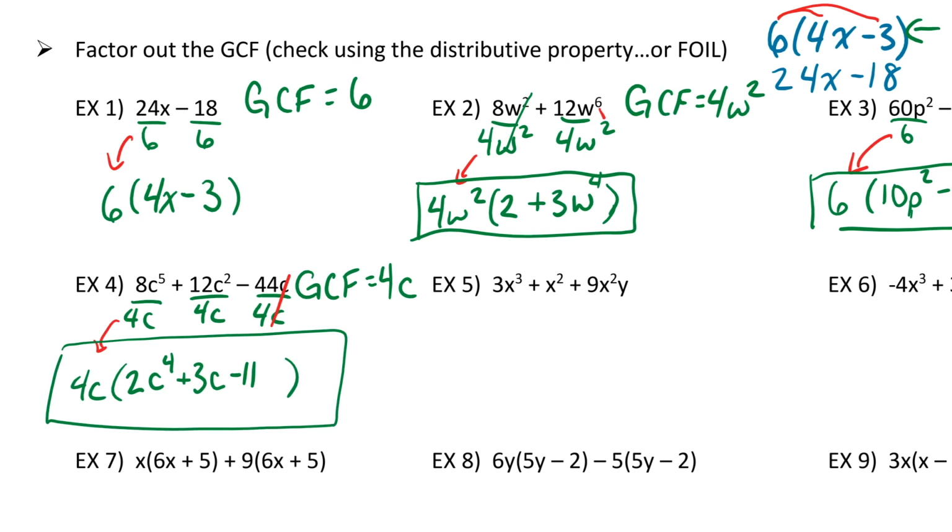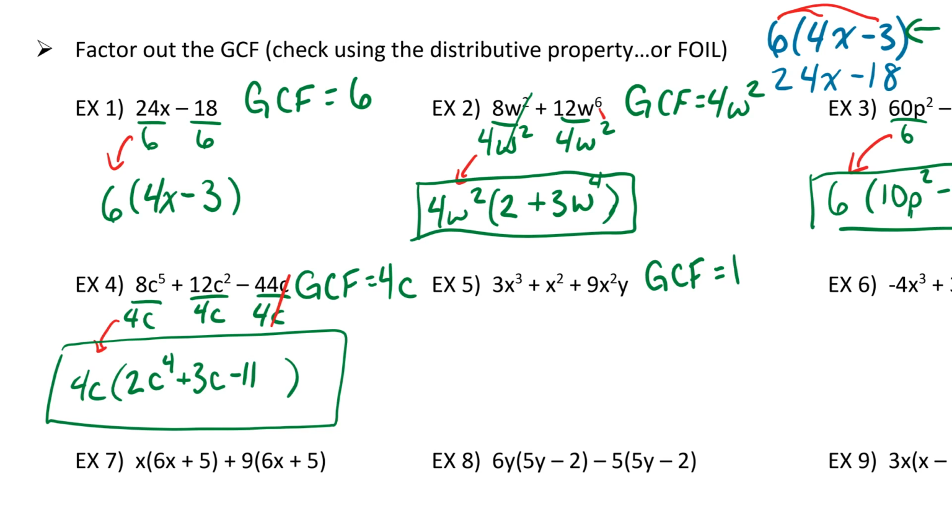So this is our answer. For example 5, again, always start with the GCF. So we have 3, 1, and 9. Well, out of those, the GCF would just be 1. Right? You don't have to write this one, but I'm going to go ahead and do it right now just to make sure everybody remembers it.